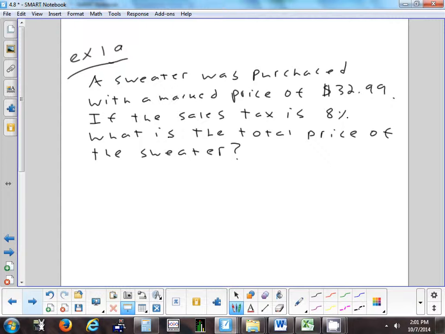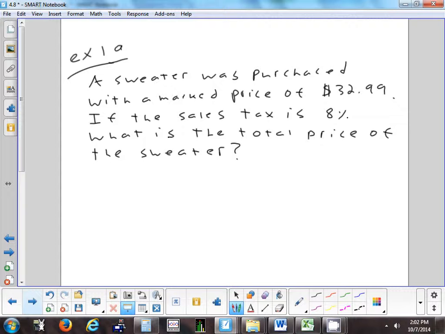Okay, so it says a sweater was purchased for a marked price of $32.99. It says the sales tax is 8%. It's at the top of that. This one you already have written down. The other ones you're going to have to write in, I think. Guys, the examples are right on that sheet. One-stop shopping. I gave you space for examples.